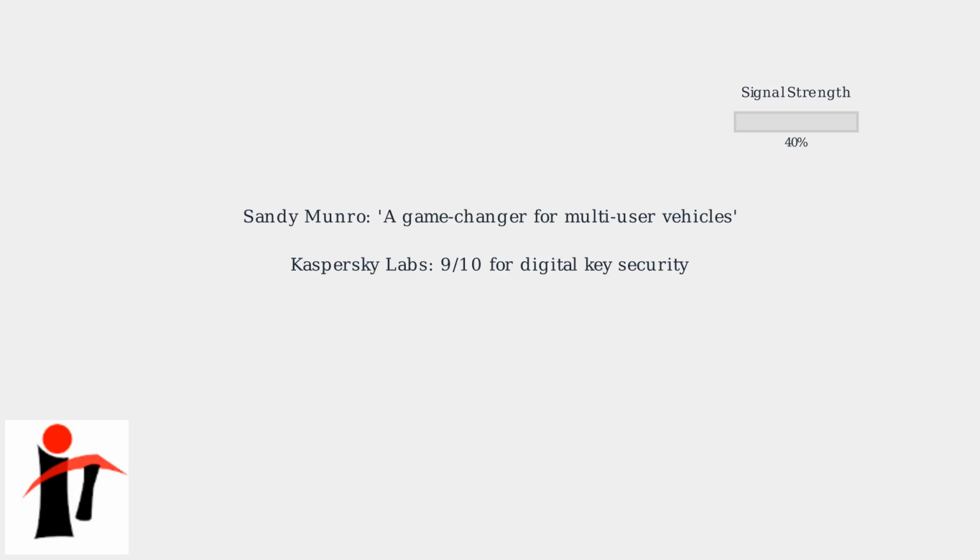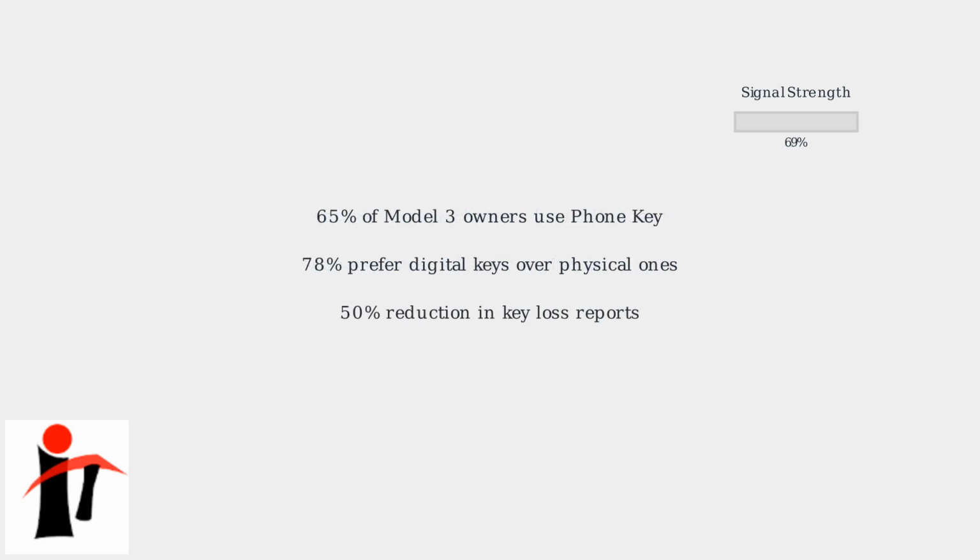Statistics from Tesla's 2024 Impact Report show 65% of Model 3 owners use at least one phone key, with 25% opting for multiple setups. A 2025 J.D. Power survey found 78% of Tesla buyers prefer digital keys for convenience, citing a 50% reduction in key loss. Only 15% report occasional pairing glitches, often resolved by app restarts.